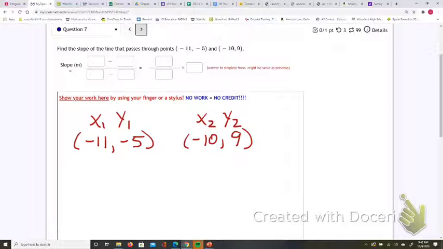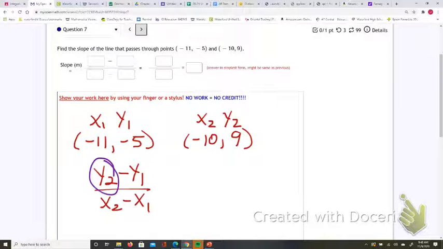Now, I could have done it the other way. I just decided to do the first point as x1, y1. Now, y2 minus y1 over x2 minus x1. That's our formula, okay? So the first thing in the numerator is y2, and if I go over to my point, I see that y2 is 9. So you're going to type 9 into the first blank. Then it says minus y1, and if you look, y1 is negative 5. So we're going to type negative 5 into the second blank.